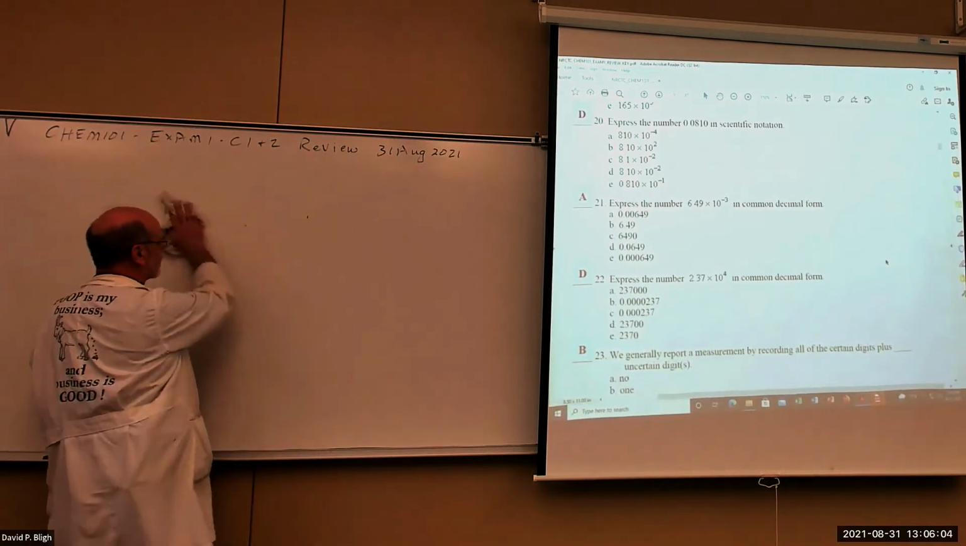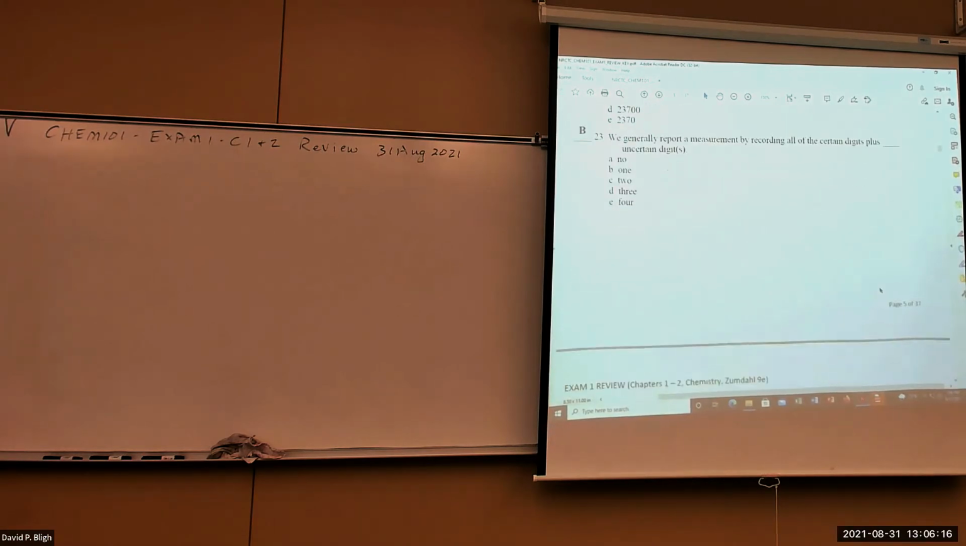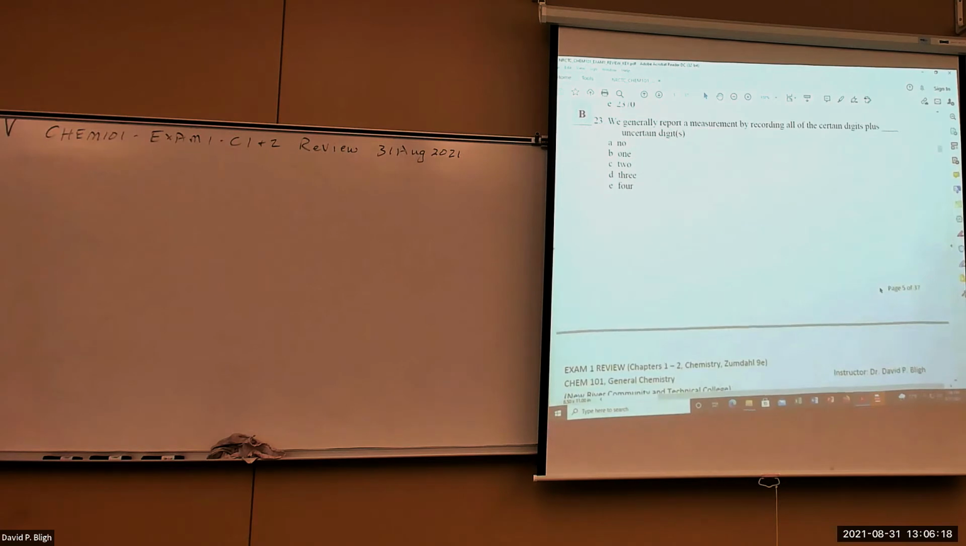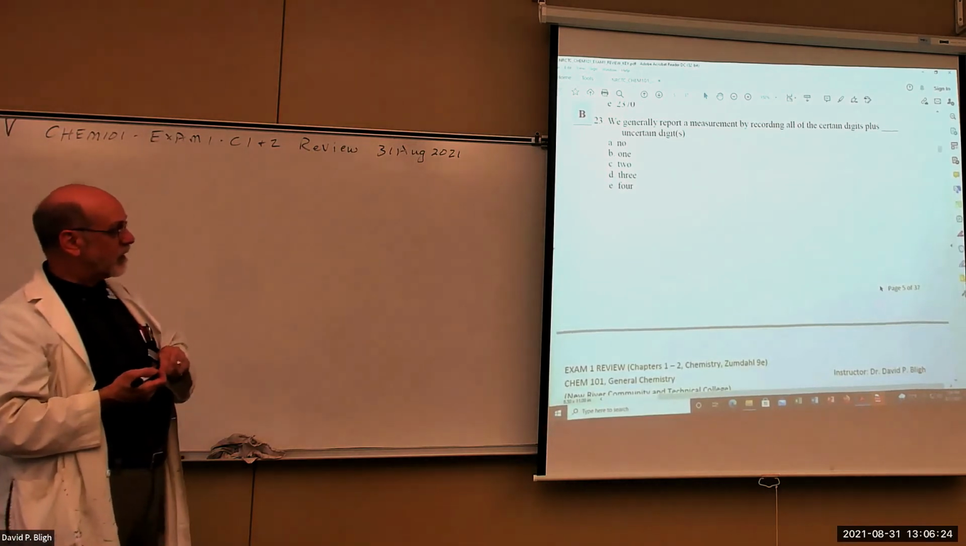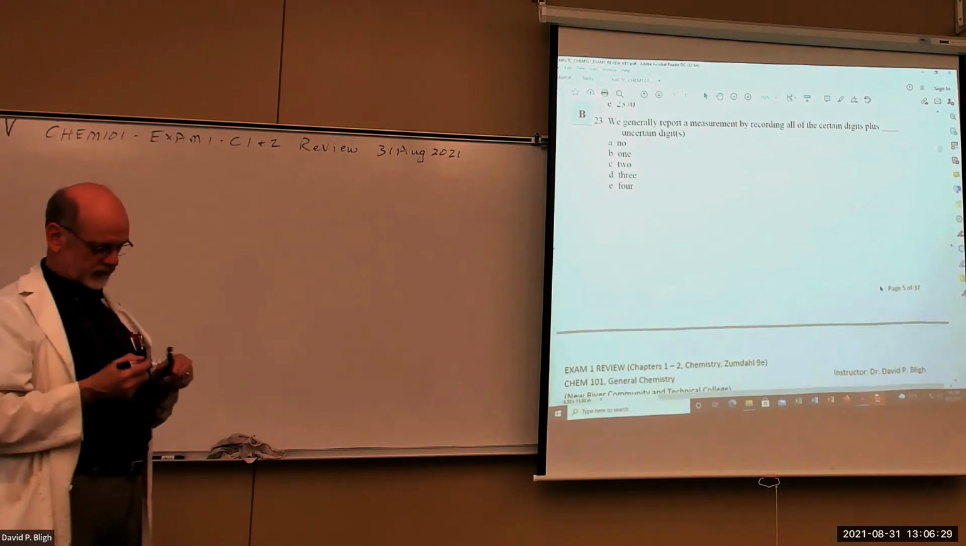Go to 23, I think. I'm going to do 3. Yep. About the next page. So I'll scroll down to catch 24. Yeah, can't go far enough. We generally report a measurement by recording all of the certain digits plus how many uncertains.